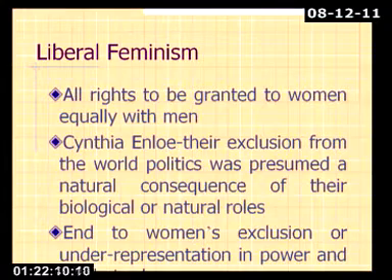Liberal feminism: all rights are to be granted to women equally with men. So there should be no discrimination. Cynthia Enloe goes on to say that their exclusion from world politics was presumed a natural consequence of their biological or natural role. It was a presumption that biologically they are not fit to perform certain roles, and because of this they were excluded from certain domains, and that is why their rights in those particular domains were restricted. Now, the demand of liberal feminists was to end women's exclusion or underrepresentation in power and economic development.